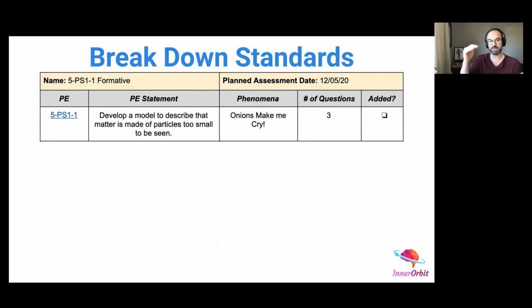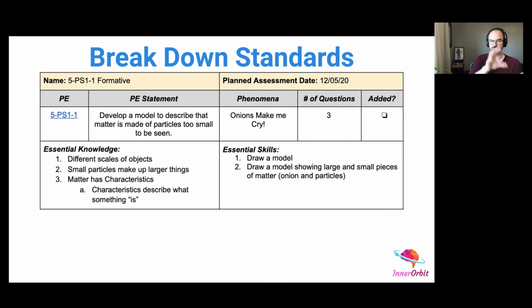What we start with is the performance expectation, whatever phenomena we're going to use, and how many questions we want to use for it. Then we break down the essential knowledge and skills. For that 5-PS1-1, the essential knowledge is that objects exist at different scales. There are small particles that make up larger things, and matter has characteristics, which describe what something is. These are all really discrete pieces of knowledge students should have before they get into drawing a model of an onion making you cry.